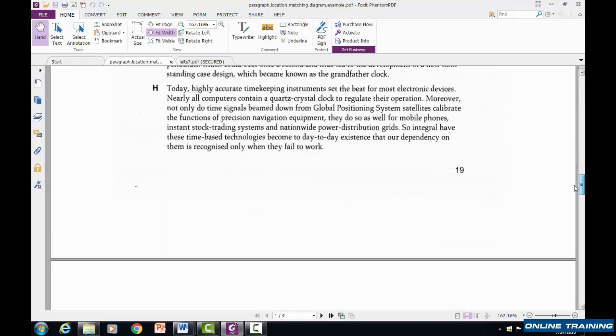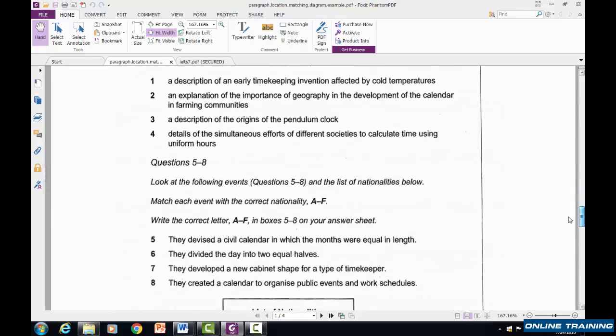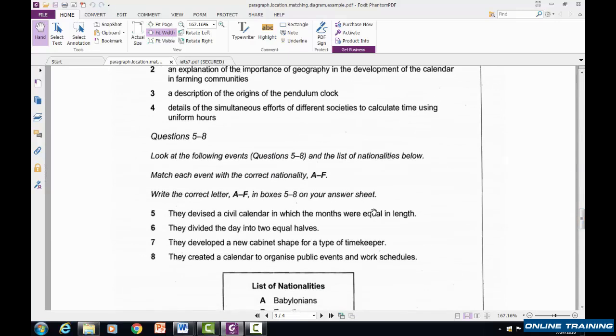So Babylonians are, let's see, calendar with months equal in length, nothing about that. Two equal halves, no. Cabinet shape, no. Calendar to organize public events and work schedules, yes. So for number 8, we will put A for Babylonians, because organize public events and work schedules. It said they coordinated communal activities, that's organizing public events, and they regulated planting and harvesting and planned the shipment of goods, that's work schedules. So for number 8, we would put A.